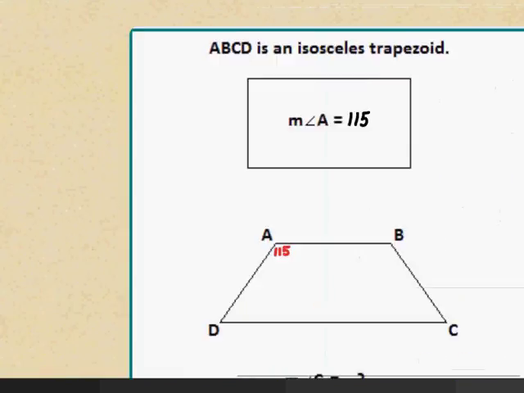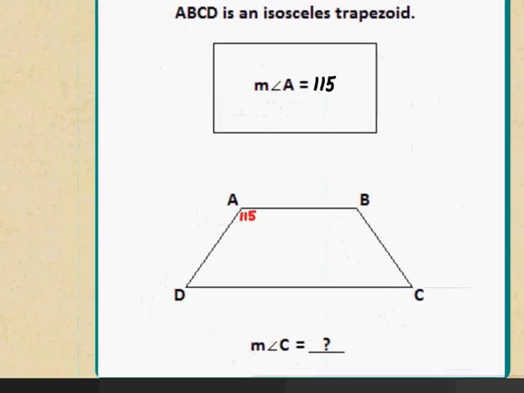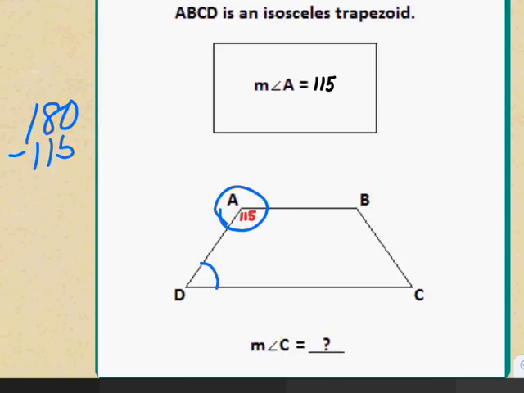One more problem. Dealing with the angles of a trapezoid, a special case for the angles of a trapezoid is when you have an isosceles trapezoid. If the base angle at the top at point A is 115, A and D are still supplementary, so we subtract 180 minus 115, and we get 65. So that's angle D down here.